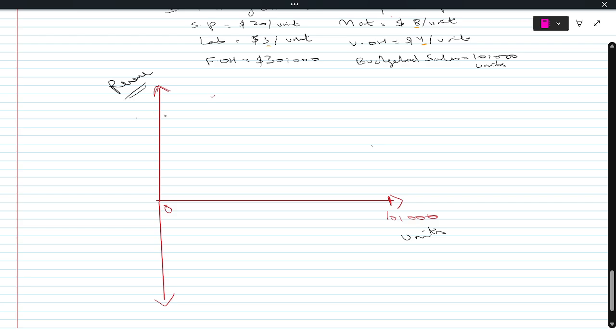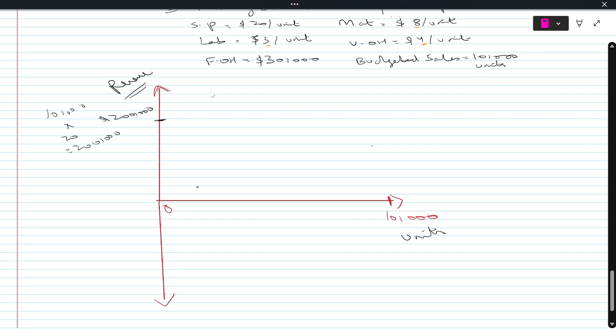And the maximum revenue would again be the same: you take your maximum budgeted sales, which is 10,000, and multiply it by the selling price, which is 20. That's going to give you your maximum budgeted sales revenue, which is going to be 200,000. So I'm going to write over here $200,000 maximum revenue.